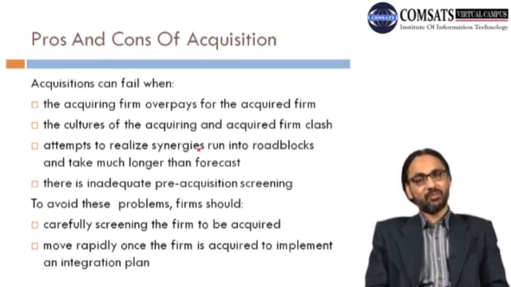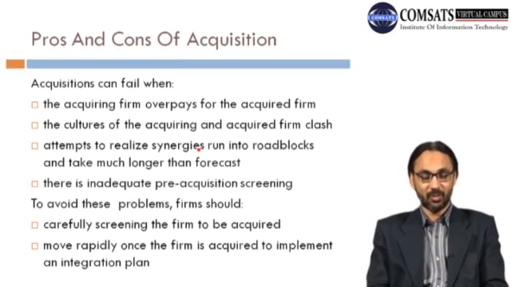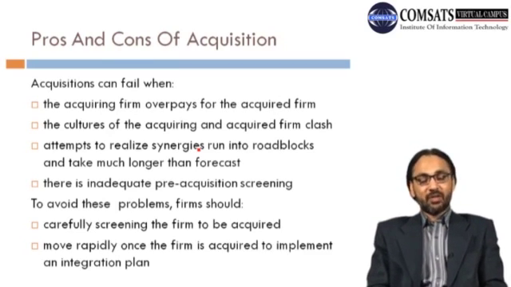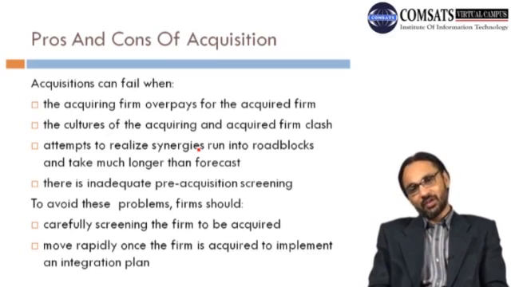To avoid these problems, what should the firm do? The first step to avoid these disadvantages is carefully screening the firm to be acquired. The firm has to be screened really carefully. In order to screen, there are some ways. The first thing is to gather the information completely, and that information can be obtained from the websites of that firm and by talking with the executives of that firm. This is the first way.